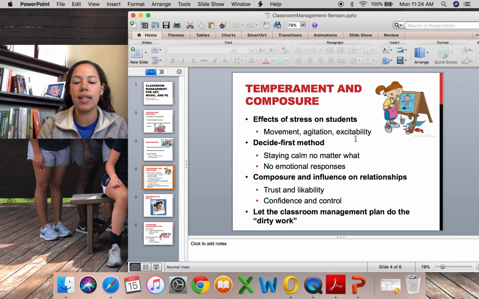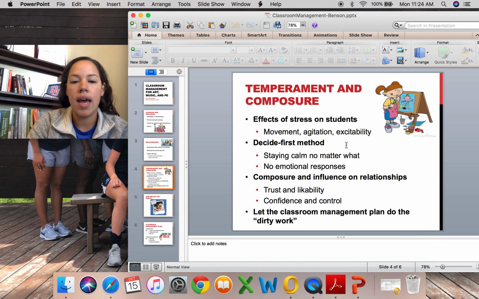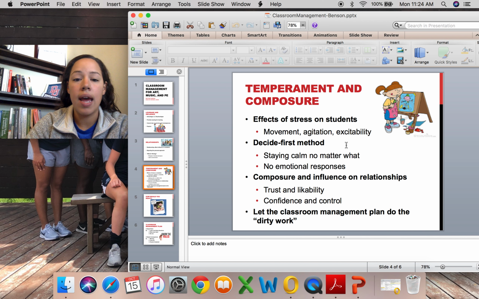So, to combat this, the author talks about the decide first method. And this is probably his biggest point in the book. In this method, he talks about how a teacher is supposed to wake up every single morning and, quote, decide first. So the teacher is telling themselves that no matter what happens, they're staying calm throughout the day and they're not going to emotionally respond to anything.